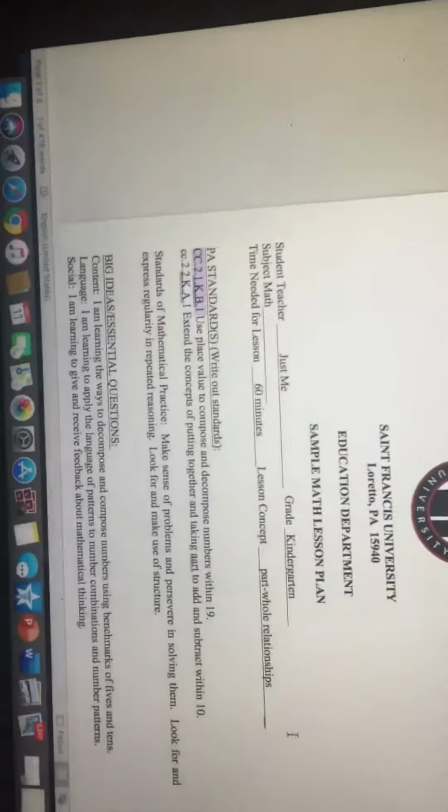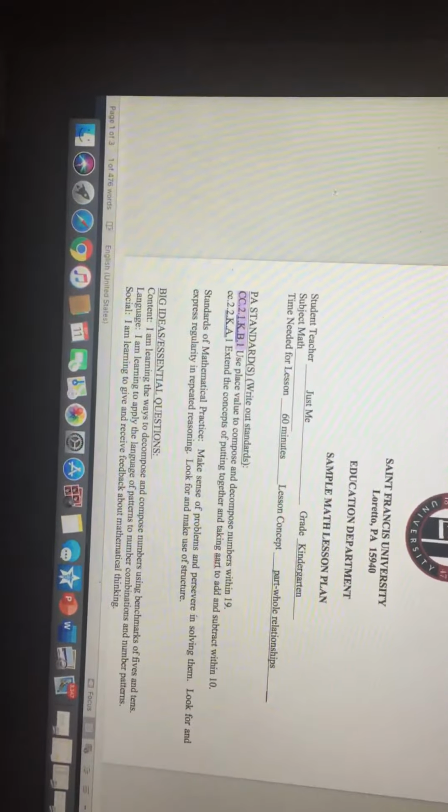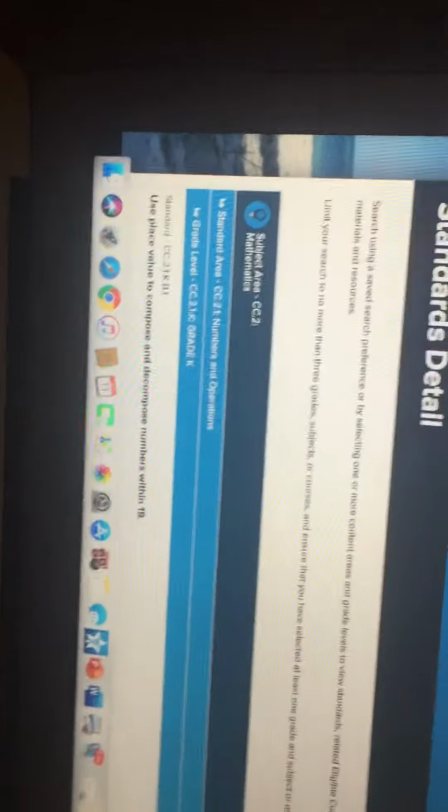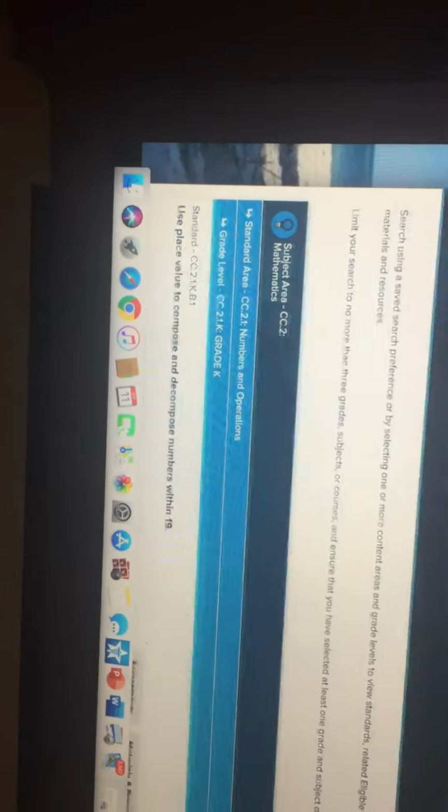Here is my critique on this lesson plan. It's a math activity, and the lesson concept is part-whole relationships. The first thing I noticed is that these standards are correct. I researched it, but the first thing I noticed was this is not capital, and I think they're all capital based off of what I see over here.